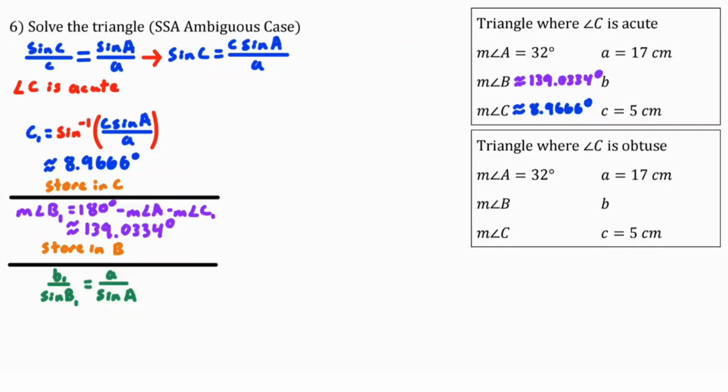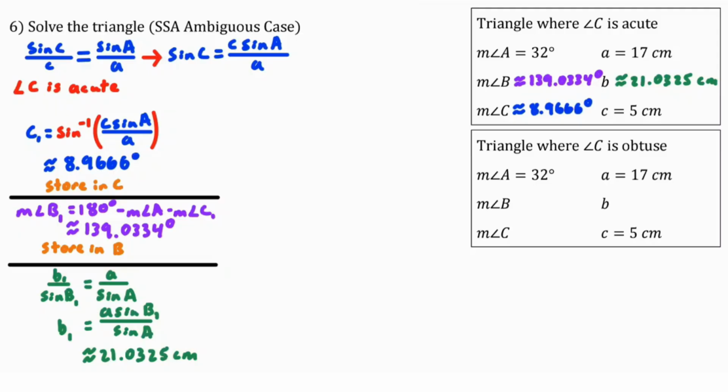We have B over sine of B equals A over sine of A. Multiply both sides by sine of B. Type this in the calculator, you get B about 21.0325 centimeters. Then let's check: do all three angles add to 180 degrees? Does the smallest angle, in this case C, correspond to the shortest side, C? Yes. Does the middle angle, A, correspond to the middle side, A? Yes. Does the largest angle, B, correspond to the longest side, B? Yes. So it checks off, and this is how we solve for the triangle where angle C is acute.